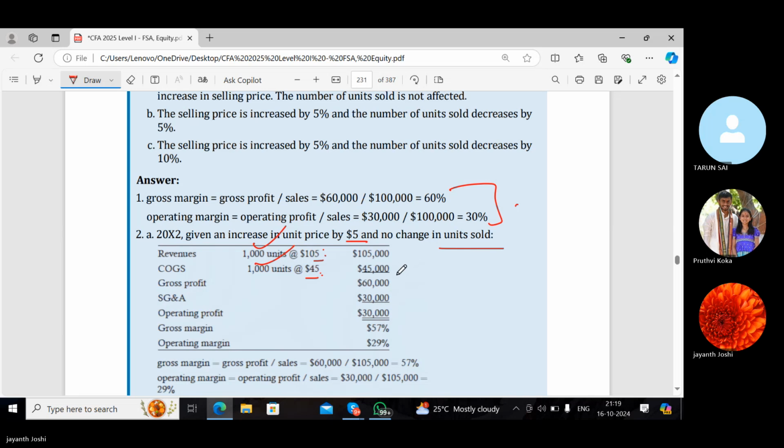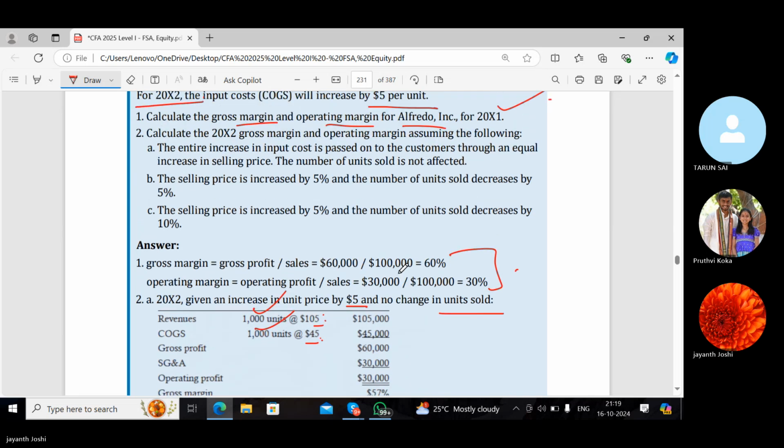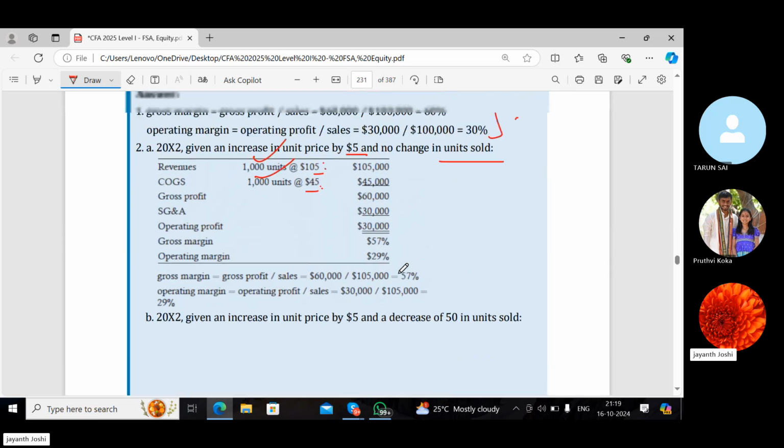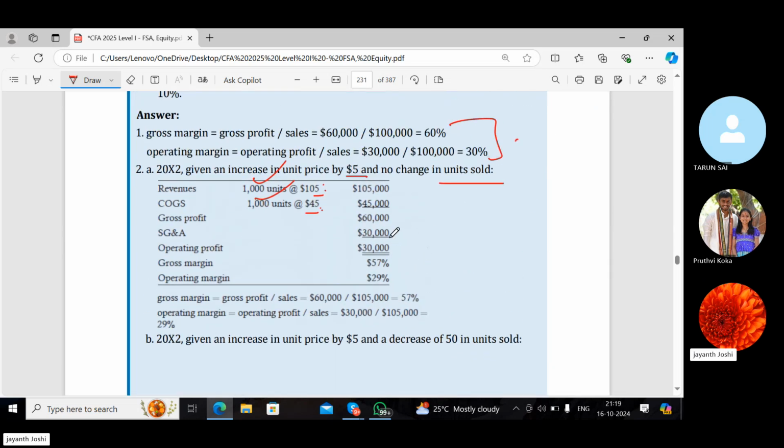What are we seeing? What was the gross profit margin? 60. What is the operating margin? 30. Do you see any changes in this? No. What has happened? The number of units are the same. The only thing is the $5 increase here and here. And these are always the fixed expenses. Gross profit is the same. Gross margin is this and operating margin is this.